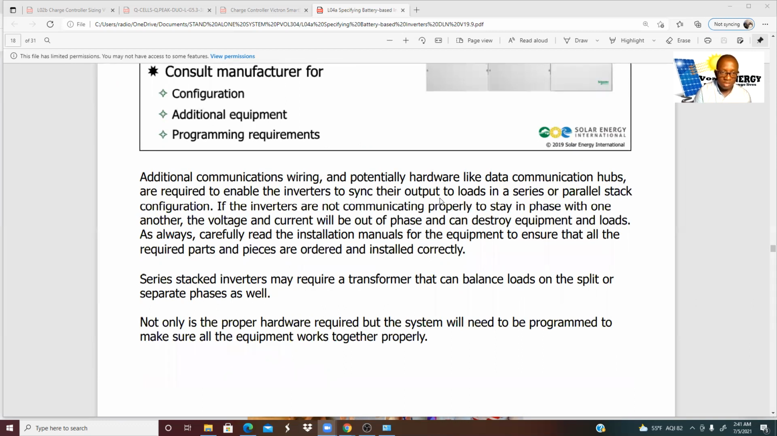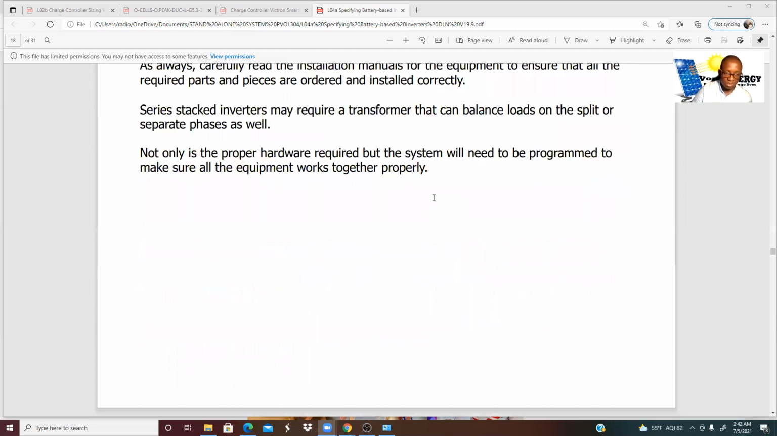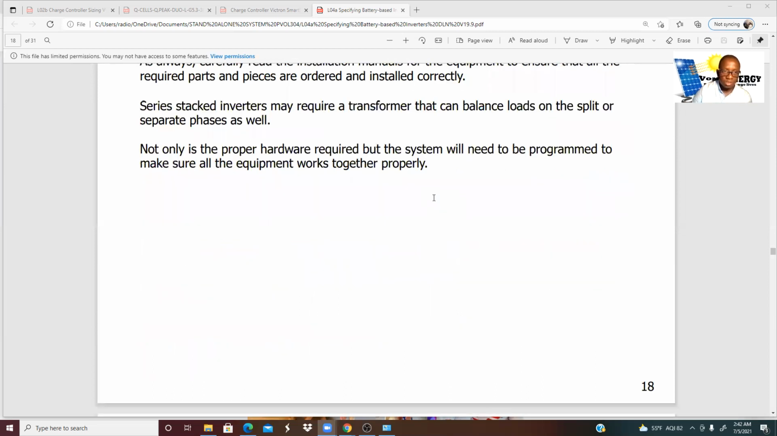As always, carefully read the installation manual for the equipment to ensure that all the required parts and pieces are ordered and installed correctly. Series stacking inverters may require a transformer that can balance load on the split or the separate phases as well. Not only is the proper hardware required, but the system would need to be programmed to make sure all the equipment works together properly.